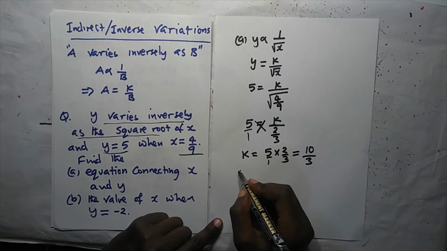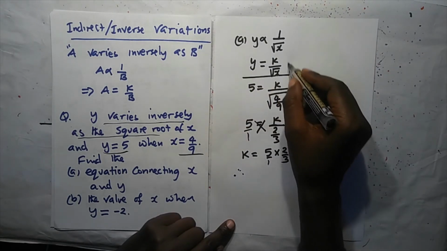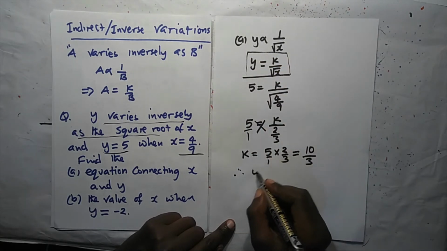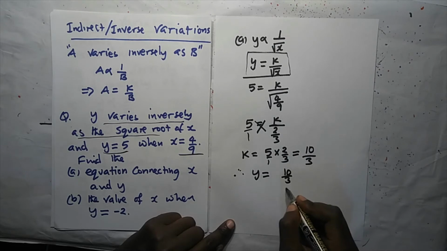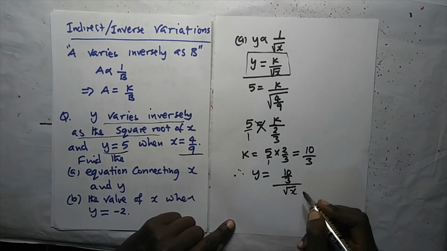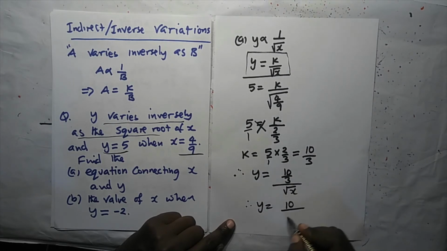And therefore, the equation will be, we pick it up from the second step, y is equal to 10 over 3 divided by root x. Okay, so where there is k here, we replace with the k we found. And therefore, this one becomes y is equal to 10 over 3 root x.